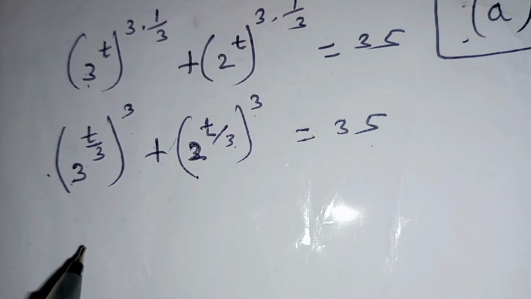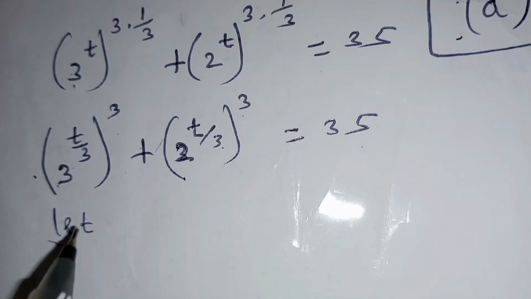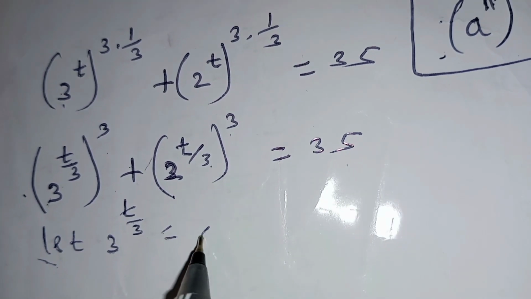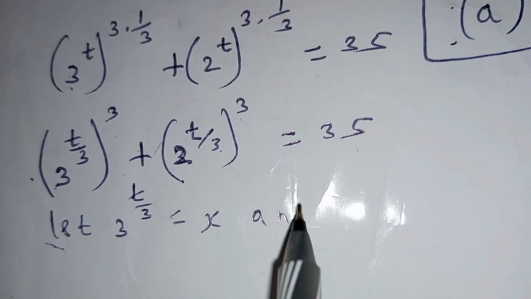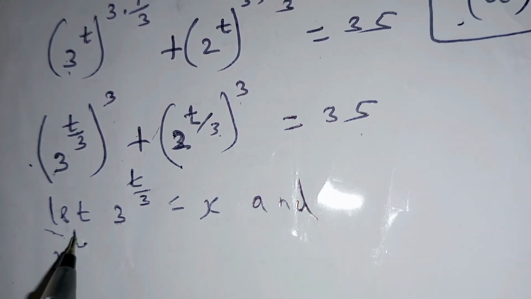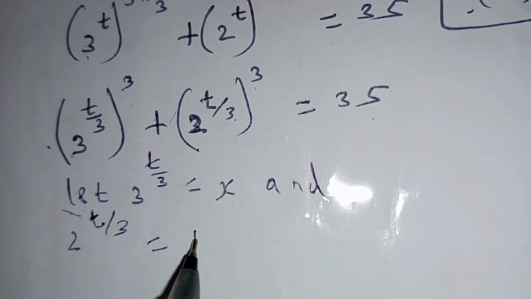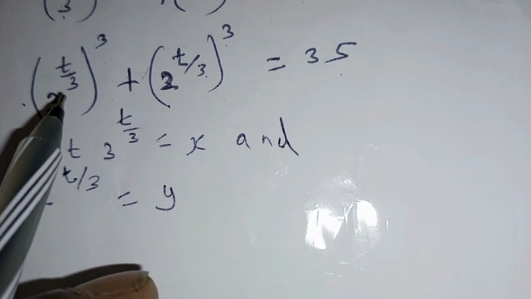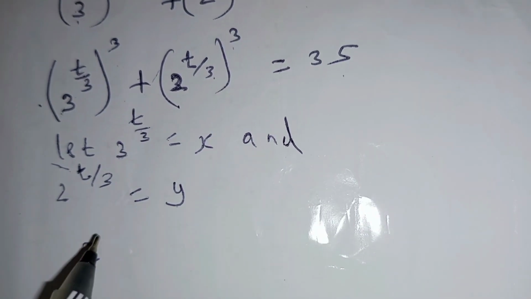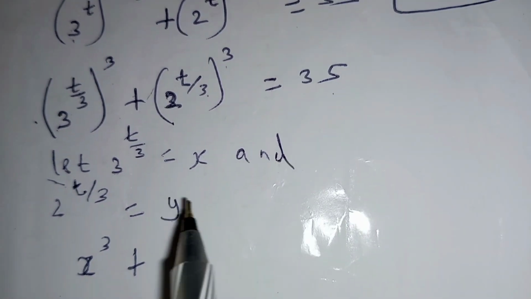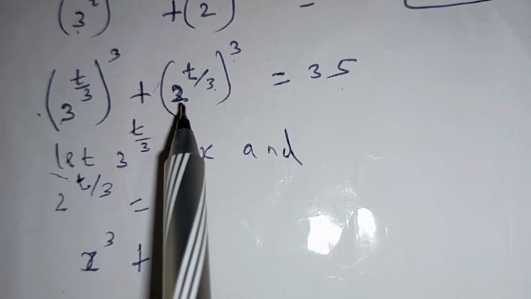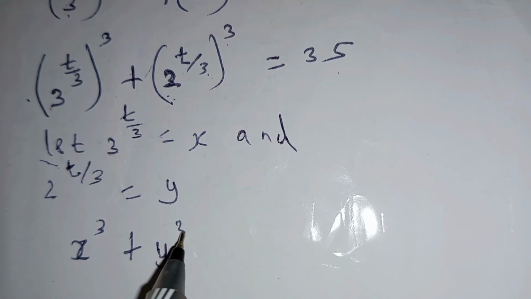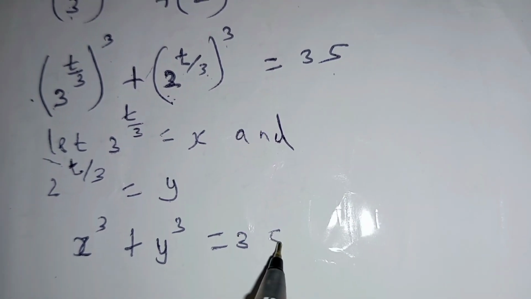At this juncture, we let 3 to the power of t over 3 be equal to x, and on this other part we let 2 to the power of t over 3 be equal to y. Then we substitute here, where you have 3 to the power of t over 3 we substitute with x and we cube, plus where we have 2 to the power of t over 3 cubic we substitute with y and we cube, and we note that this is equal to that 35.